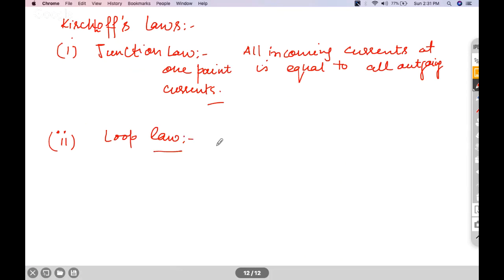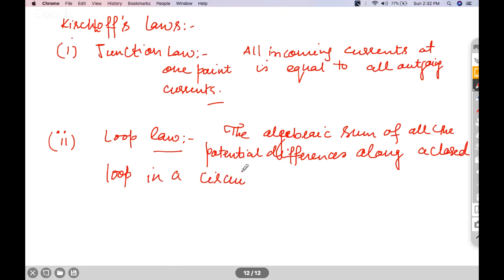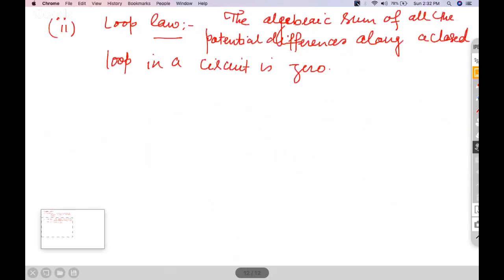So I have explained that loop law to you in the class. I am writing it. The algebraic sum of all the potential differences along a closed loop in a circuit. You write it down, 0. So what I do is I take a closed loop like this.